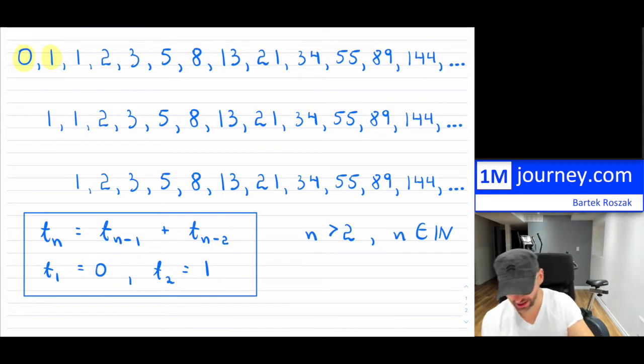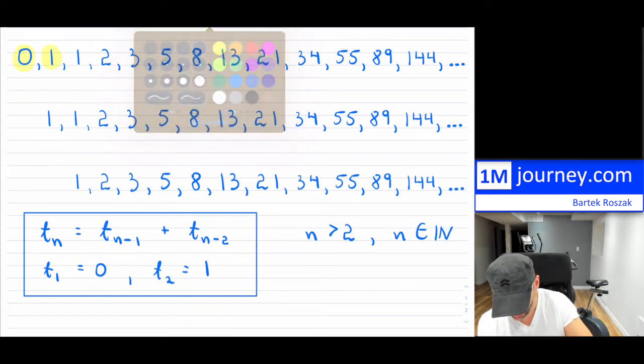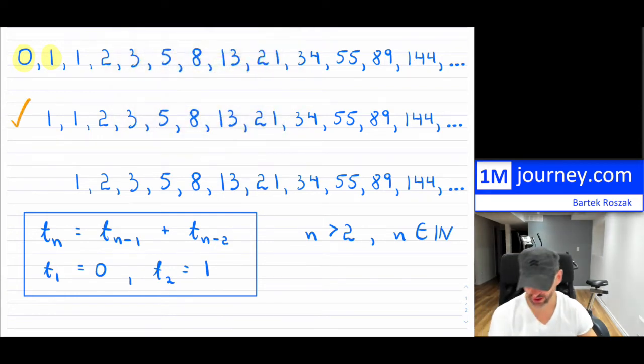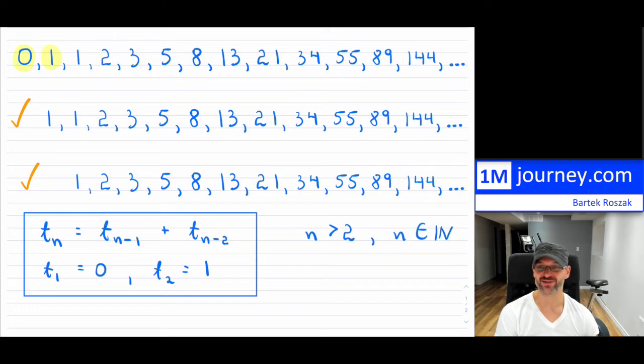If your teacher presents it to you in a way where they don't start with a 0 but start with the 1, the sequence will be the same. The only difference is now T1, term 1, would be equal to 1, and term 2 would be equal to 1 as well. All right, and then if you're presented it in this way, then term 1 would be equal to 1 and term 2 would be equal to 2, but the actual recursive pattern is going to be the same.